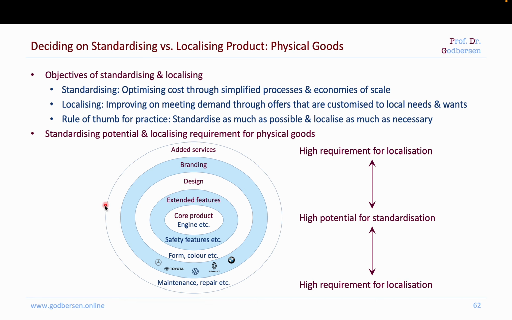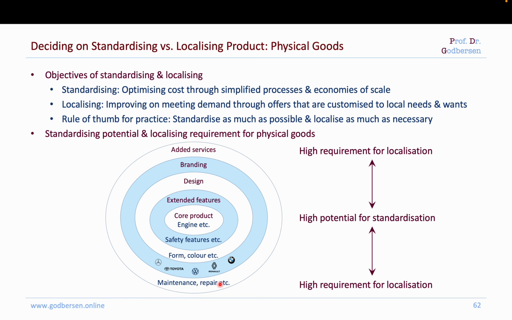Now, what is the standardizing potential and the localizing requirement for physical goods? Here's the example of a car. You can understand the product as having a core product, for instance, the engine with a car, extended features like safety features and so forth, the design, the form, the color, the branding like the Mercedes star or Toyota, VW, and so forth, what they stick onto their cars, and added services like maintenance and repair.